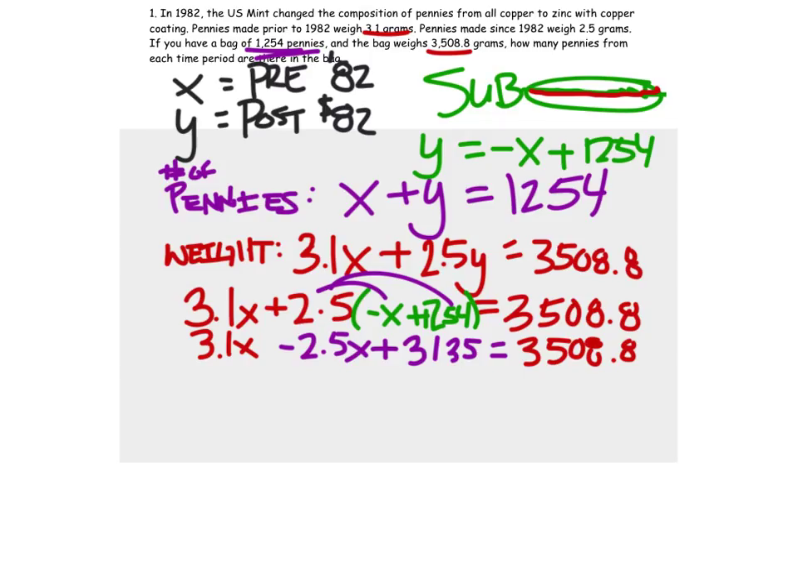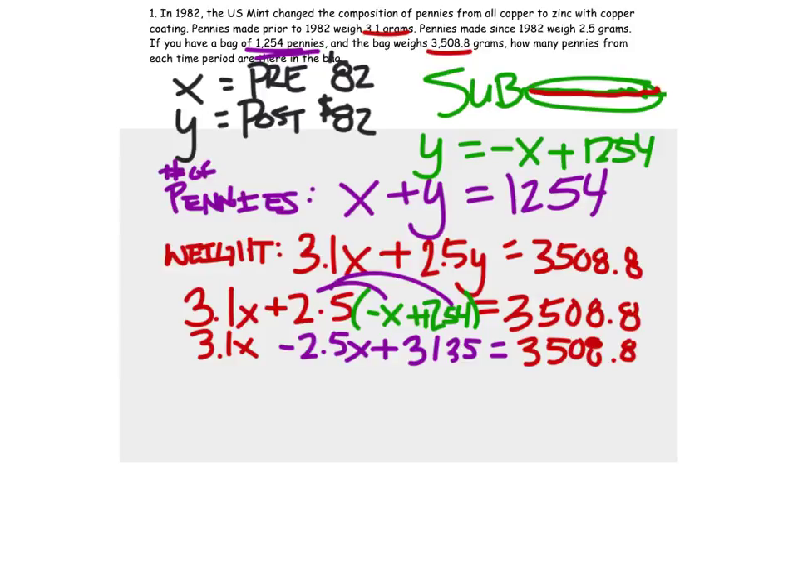So let's come back right here. See how the pennies right here in purple, I changed to slope-intercept form in the green right here? Are we good there? All right, I'm going to finish this one. Now when I solve this equation here at the bottom, I'll have x, which is our pre-82 pennies.